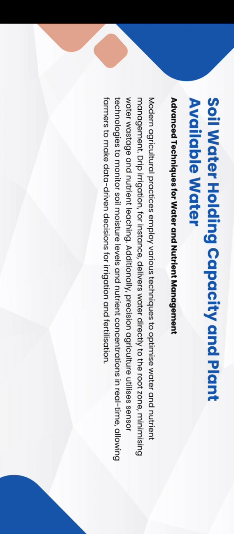Advanced techniques for water and nutrient management. Modern agricultural practices employ various techniques to optimize water and nutrient management. Drip irrigation, for instance, delivers water directly to the root zone, minimizing water wastage and nutrient leaching. Additionally, precision agriculture utilizes sensor technologies to monitor soil moisture levels and nutrient concentrations in real time, allowing farmers to make data-driven decisions for irrigation and fertilization.